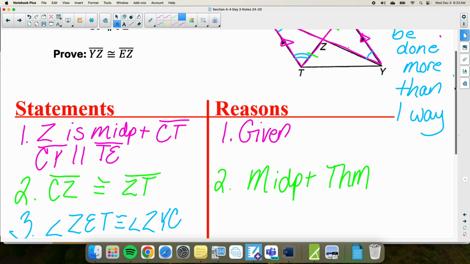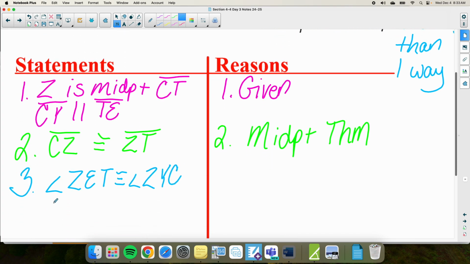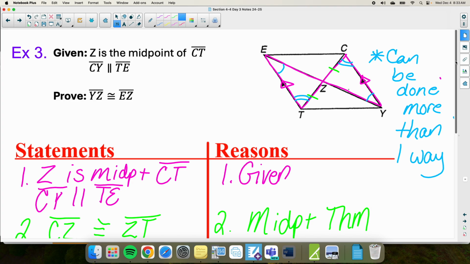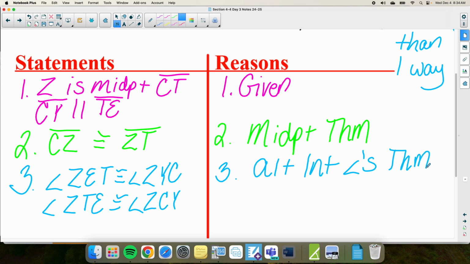And then at the same time, I'm going to do the other two, okay? So this one I could call angle ZTE. And then the other one with two arcs, I could call angle ZCY. Okay. And those are alternate interior angles. So it'd be alternate interior angles theorem.